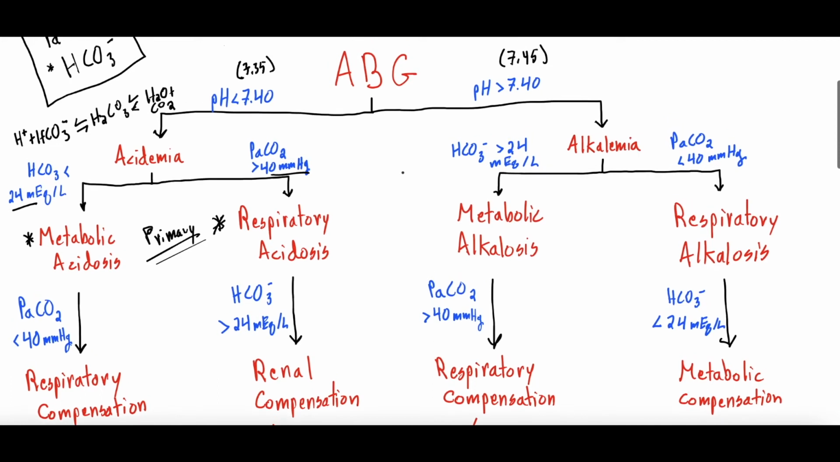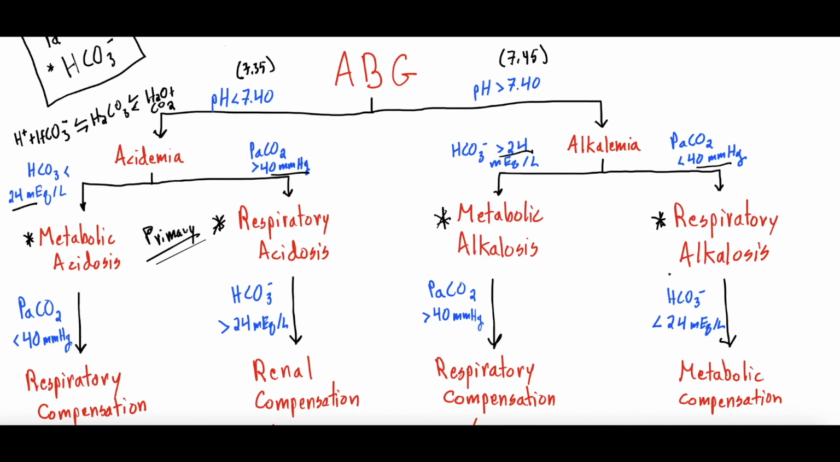Now, if you get your arterial blood gas and that pH is greater than 7.45, that's an alkalemia. This means that the blood is too basic. And again, we'd go to our bicarbonate and our PaCO2 level. So opposite the acidemia, if our bicarbonate level is greater than 24, that's going to be a metabolic alkalosis, because bicarbonate is a base. So if it is high, it means that the alkalosis is because of the bicarbonate, and that is a metabolic alkalosis as the primary disorder. If that PaCO2, though, is less than 40, that's going to be a respiratory alkalosis as the primary disorder.